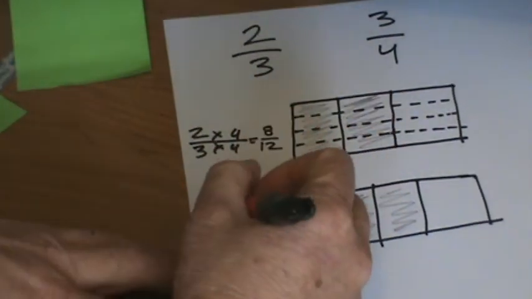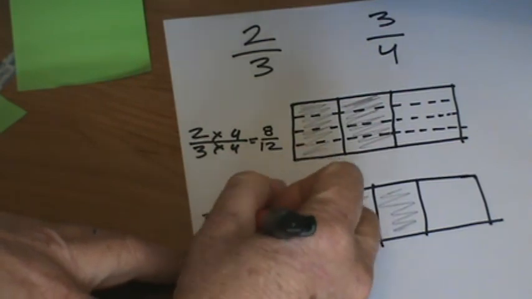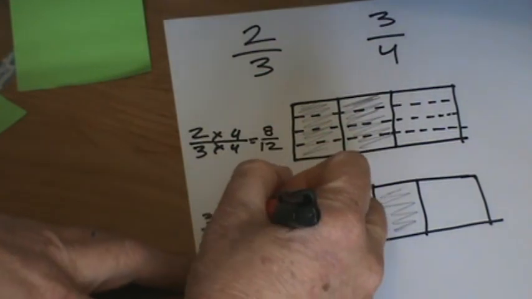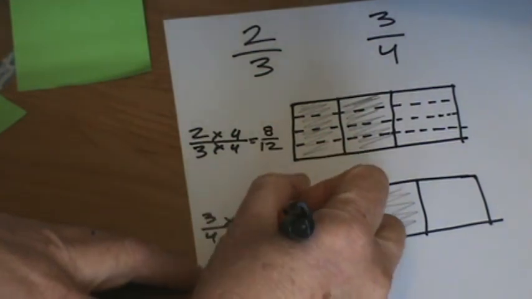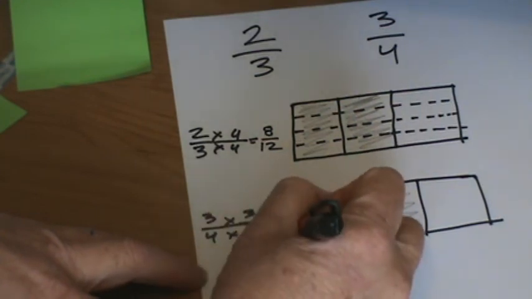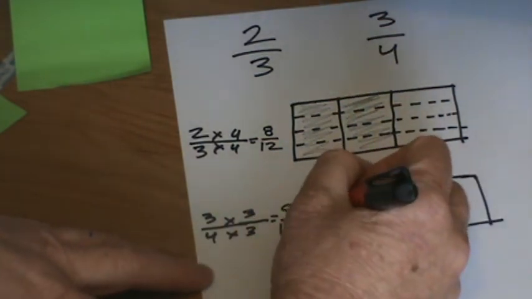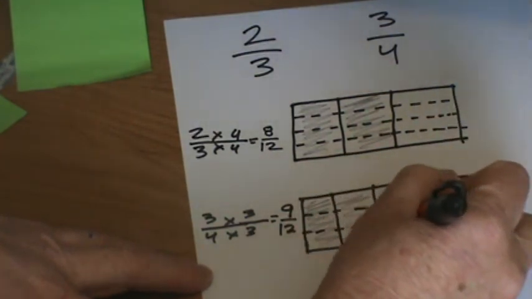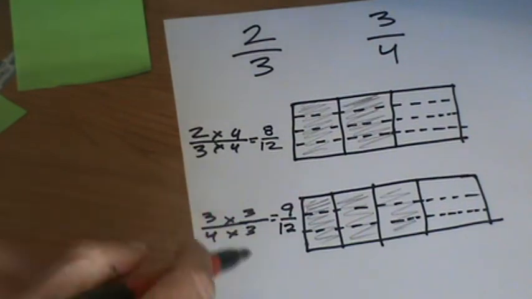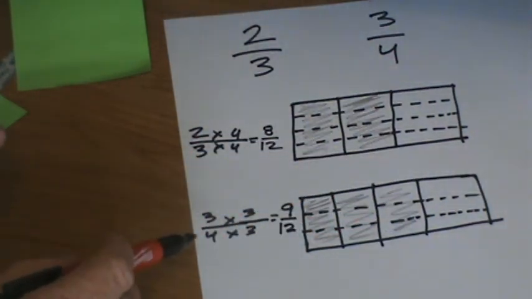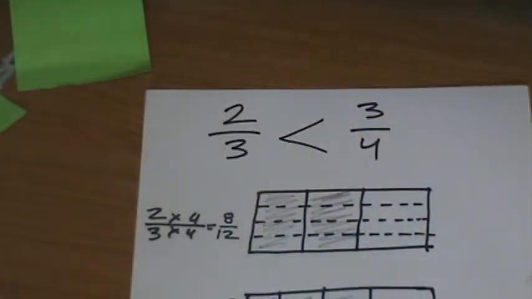Well, now let's look at the 3/4. And we're going to multiply by 3. So 3 times 3 is 9, and 4 times 3 is 12. So we're breaking this into 12 pieces. There's 4, there's 8, and 12. So look what we have, 1, 2, 3, 4, 5, 6, 7, 8, 9/12. 9/12 is equal to 3/4. Is 9/12 bigger than 8/12? You bet it is. And there we have it.